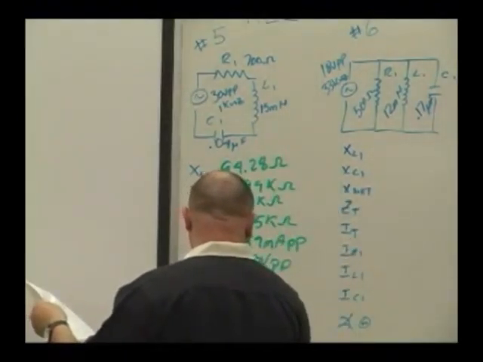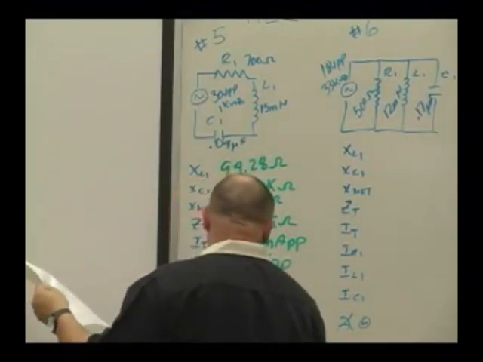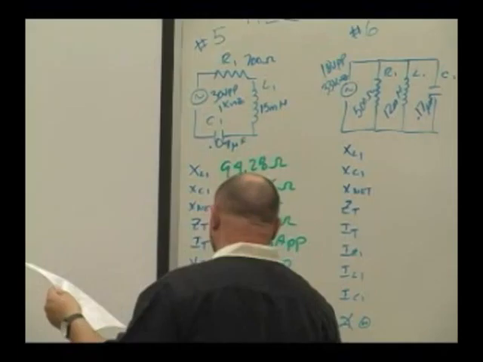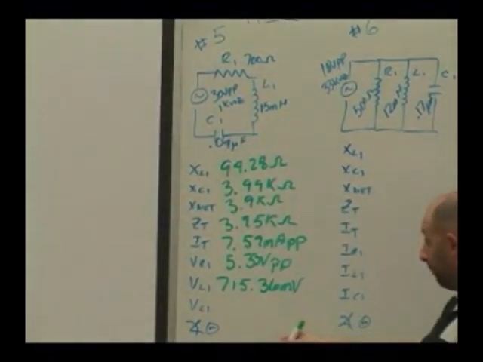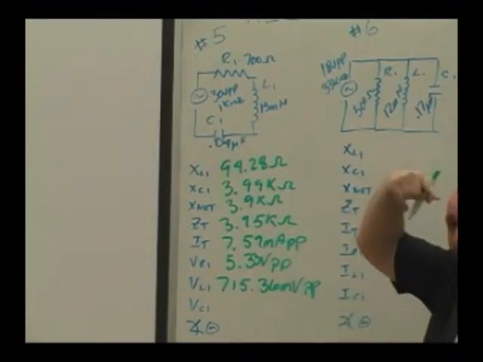Next, VL1. 715.36 millivolts. Point what? 0.36 millivolts peak to peak. Okay, close enough. Millivolts, that's very important. Yeah, millivolts peak to peak. Do I have an issue with that one? Just Ohm's law here.